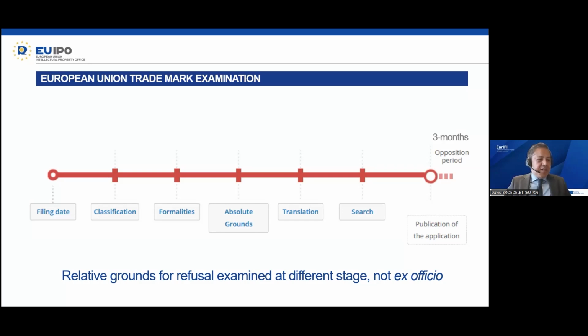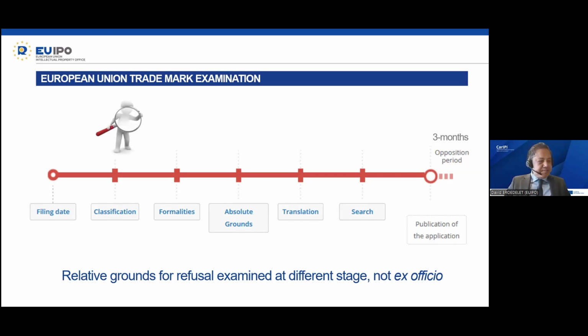All right, so a part of it is the classification, where we see if the classification is correct. Another part is the formalities. And then after that, we have the absolute grounds examination. When everything is okay, we take the application to the translations center. They translate all the list of goods and services. As you may know, we translate those lists of goods and services in 23 languages. And then it goes to the search, and then an opposition period starts.